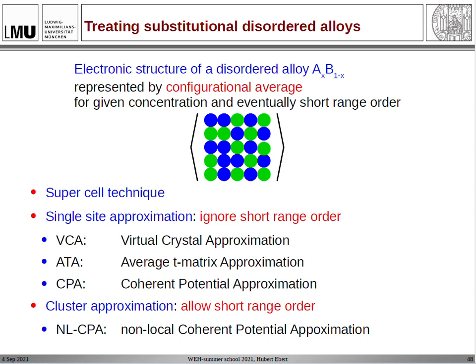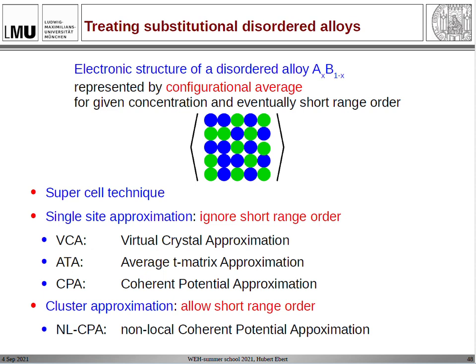This problem is solved by using the coherent potential approximation. It also works on the same level in the sense that it's a single-site approximation. We talk only about embedding on a single site, but the averaging process is, so to say, described or prescribed in a different way. Now, this is a single-site approximation. What that means, we'll see in a second.